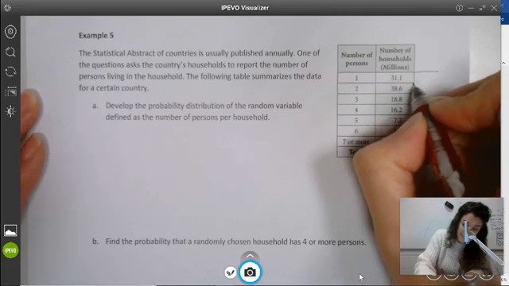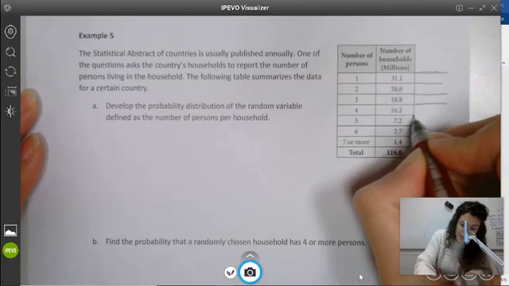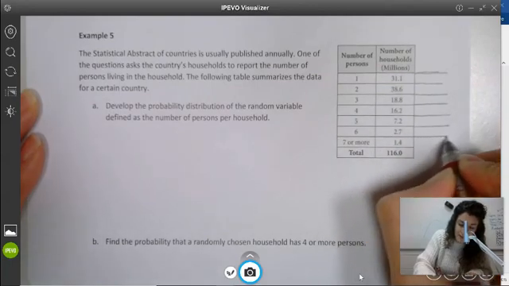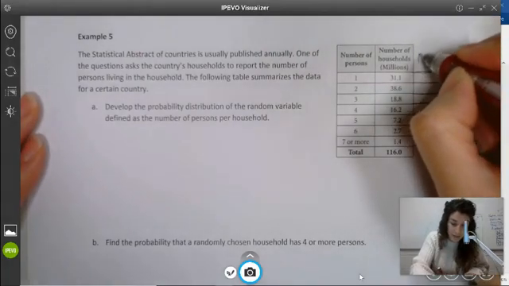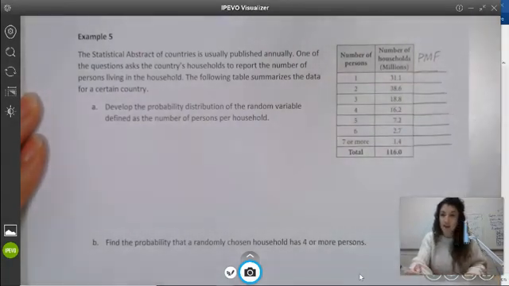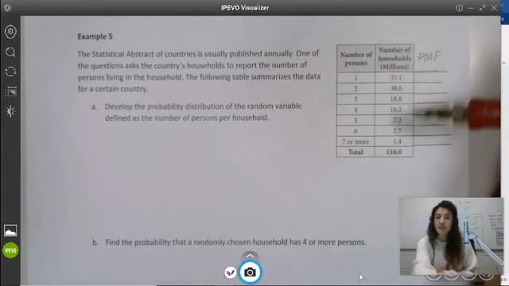I am going to be lazy. And I'm going to just extend this table. Is it lazy or is it efficient? I'm going to say efficient. And I'm going to put my PMF here next to those values. So it already tells me what the total is here.